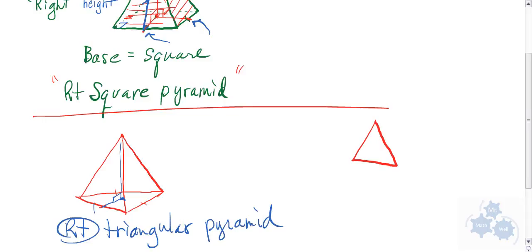So right is this 90-degree angle. It's formed by the height to the midpoint of the base. This part here, triangular, is the shape of the base, and the pyramid obviously meets at one point. Okay.